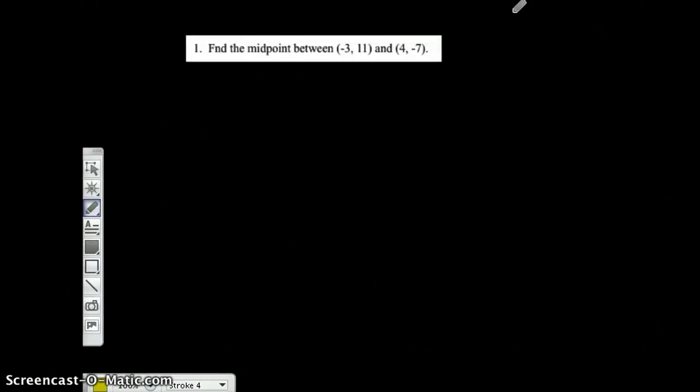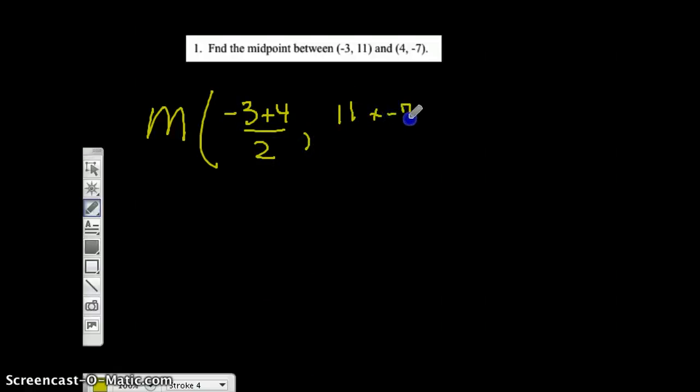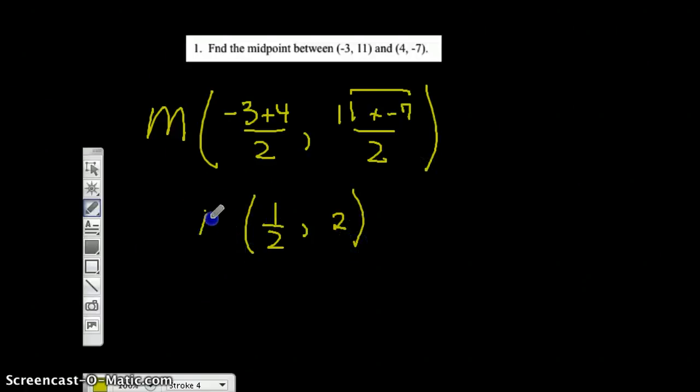Alright, question number 1. Find the midpoint between these 2 points. Now remember the midpoint formula, okay? It's the average of the x's, and then the average of the y's. That's all midpoint is. So let's see, negative 3 plus 4 is 1, so that's going to be 1 over 2, and 11 minus 7 is 4, so 4 over 2, that's going to be 2. So the midpoint of those 2 points is that ordered pair right there.